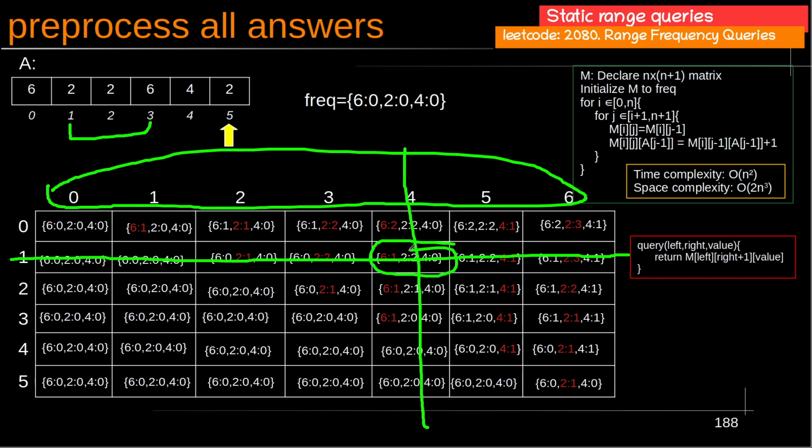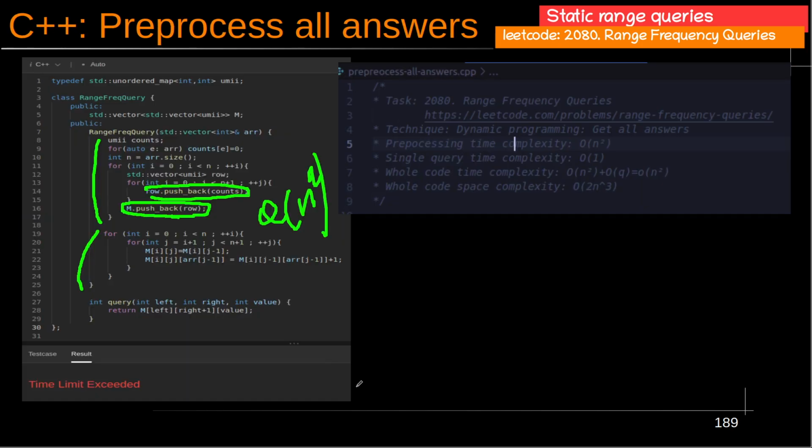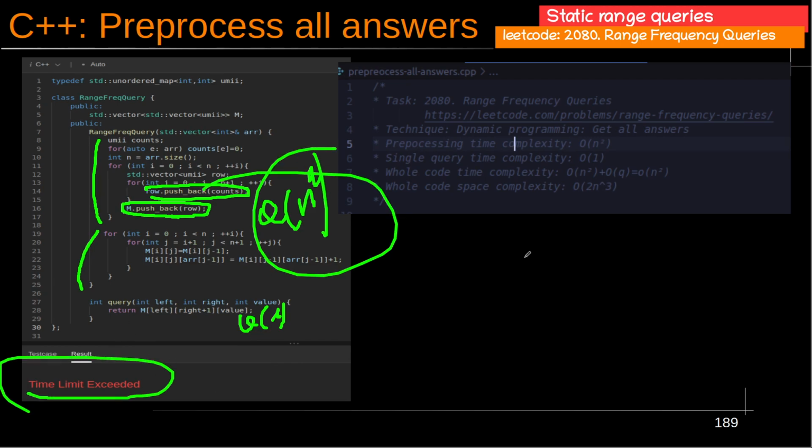So we get this cell. How many 2s do we have here? We have 2. So we will write this instruction: m of left and right plus 1 of value will access the frequency of a value in the cell. This is O(1), constant time. But the problem here is the preprocessing, that's why we have a time limit exceeded.